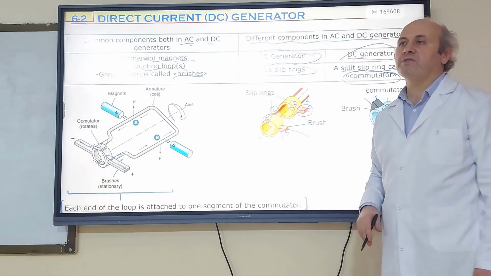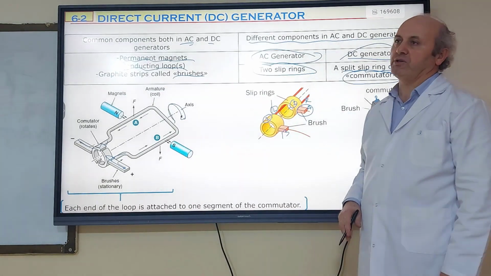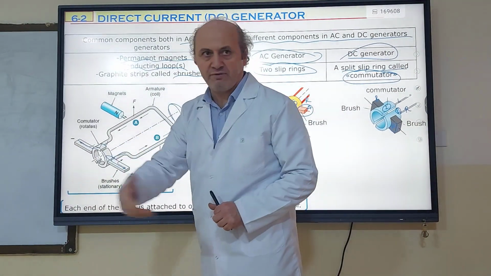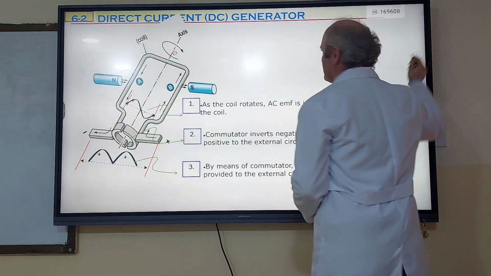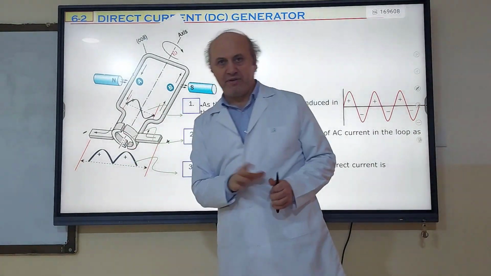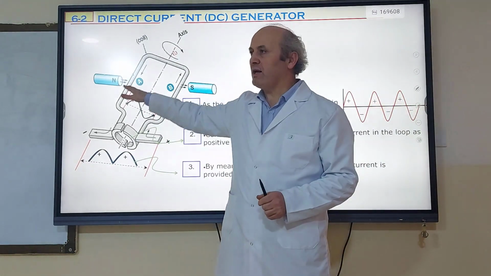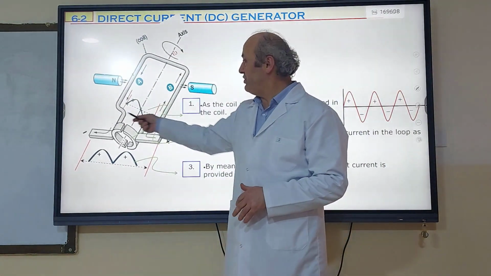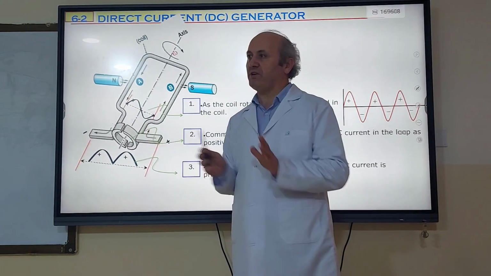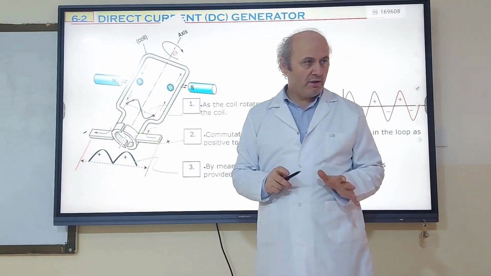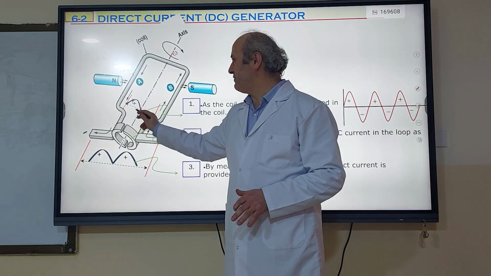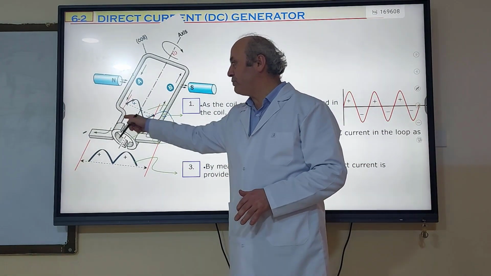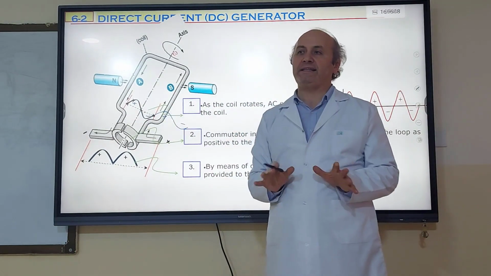Commutator is the device which alternates, changes electric current direction in the loop when it's given to the outside. Like this, look at that. First note one thing. When you are rotating a loop inside a magnetic field, it doesn't matter if it's an AC generator or DC generator, these loops' output is always AC. Always. One part is positive, other is negative, then positive, then negative, continuously. This is changing. Output of this loop is always AC.